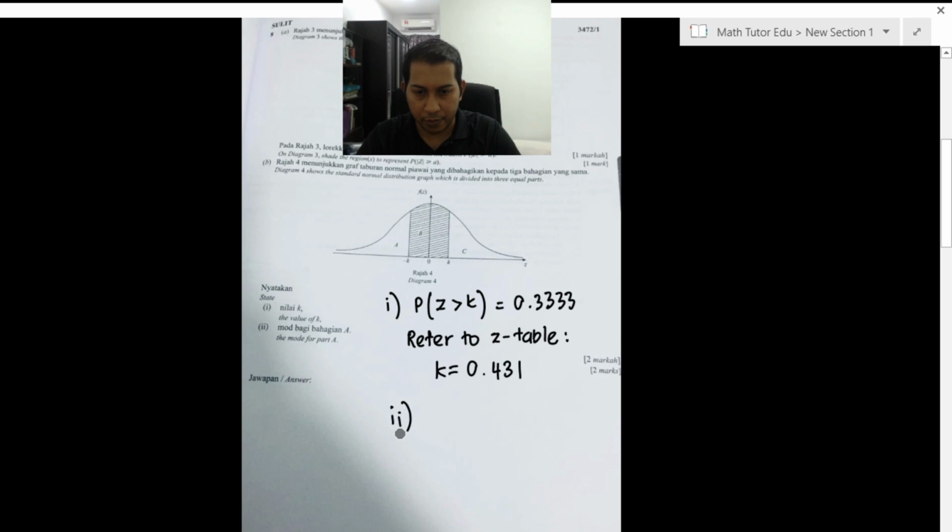For part 2, they ask us to find the mode for part A. The mode for part A is equal to −k, guys, because the highest value within region A is −k. So from here −k will be our mode. The mode for part A will be equal to −0.431. So this will be your answer for part 2. So −0.431, or you can write Z = −0.431 also. Okay, so that is all for our discussion.